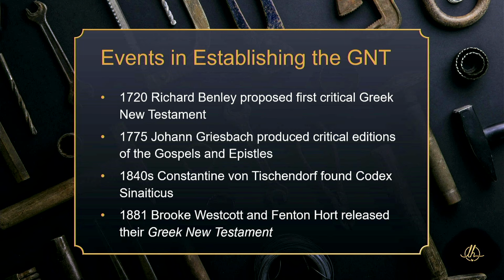Westcott and Hort applied their method to figure out earlier, better readings for a particular verse. And in 1881, Brooke Westcott and Fenton Hort released their Greek New Testament. What they did was use Codex Vaticanus as the base text, and anywhere they thought Vaticanus was in error, they used other manuscripts to fill in the differences. This was a critical text. A critical text is your best guess of what the original New Testament document said in its original language, which in this case is Greek.